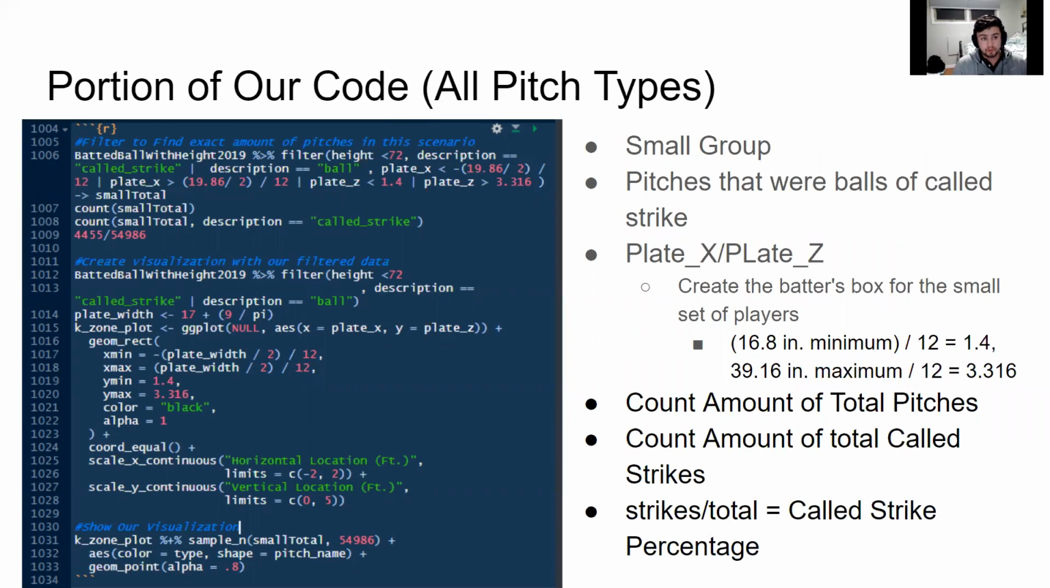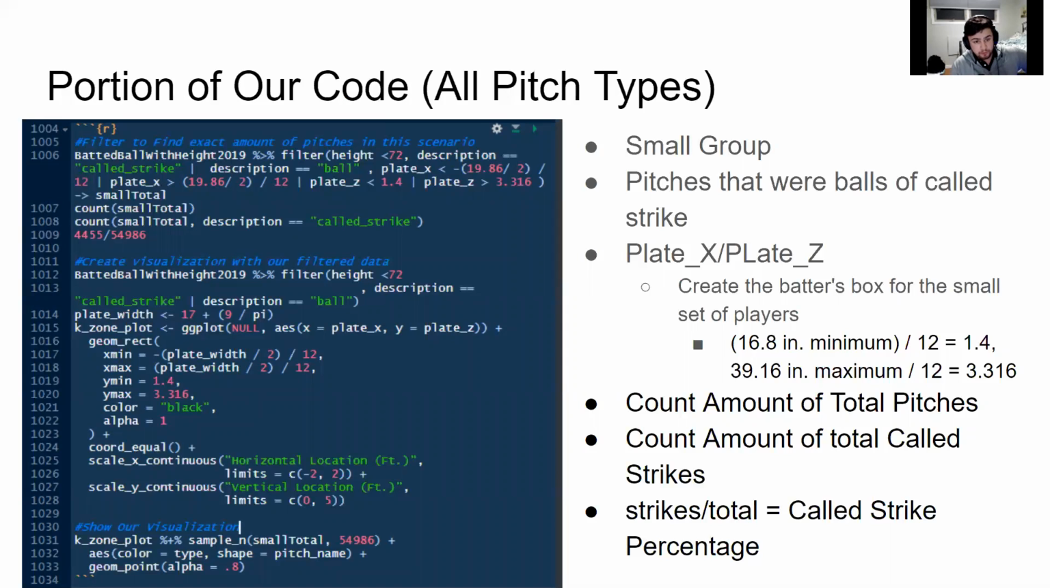And then we're describing every scenario in which the description of the pitch from Baseball Savant was either a called strike or a ball. And next, we use plate_x to determine the width, or the horizontal axis, and plate_z for the vertical axis. Plate_z was created by us. We used plate_x from our example in lecture with Dr. Ehrlich, but plate_z was calculated by us, as we showed earlier, when we divided every minimum and maximum for the projected height by 12.